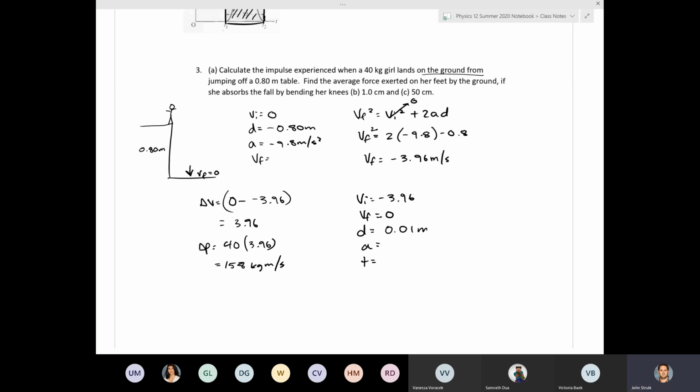Okay, and then the other one is going to be VI is negative 3.96, VF equals 0, D equals 0.5 meters, and then find your A. So it's going to be a lot more force here than it is here. I'm not going to solve it because I think I'm done with this section. Okay, any questions about momentum?